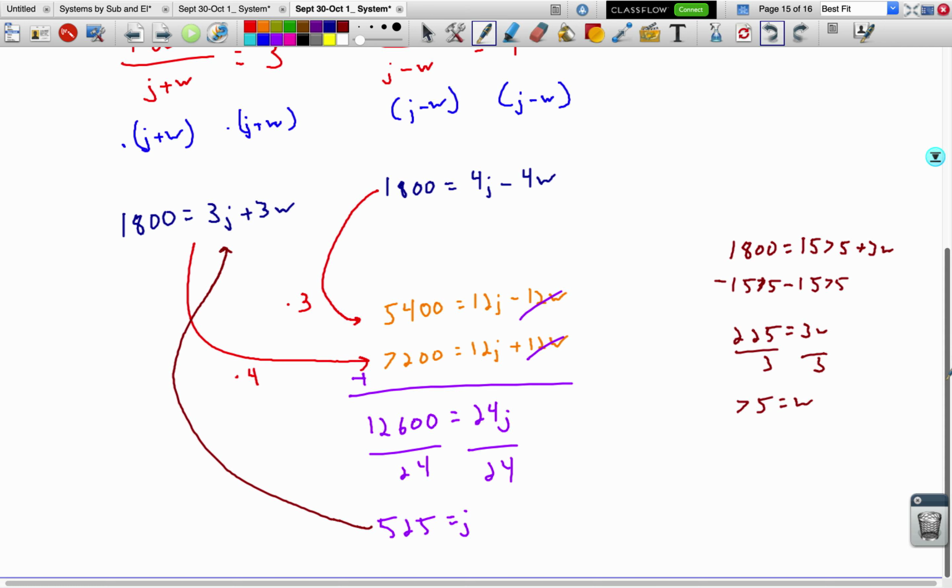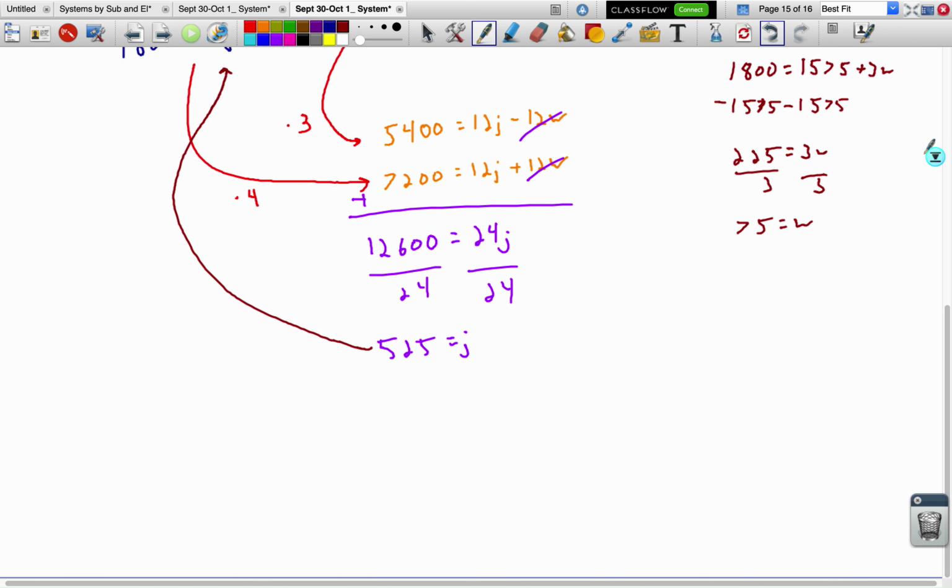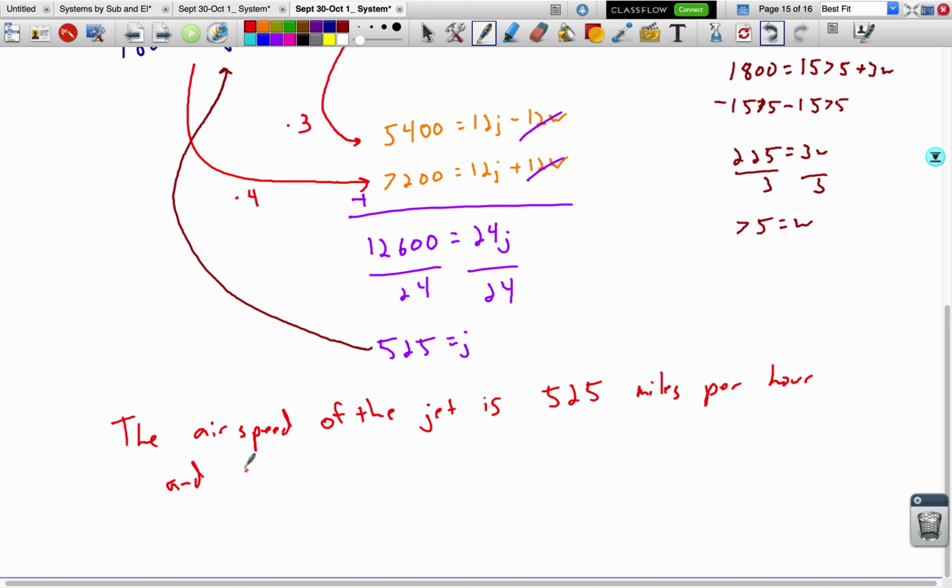All right, now it's very important how we say this answer. So the airspeed of the jet is 525, and we got to give it the correct unit, miles per hour. And the wind speed is 75 miles per hour.